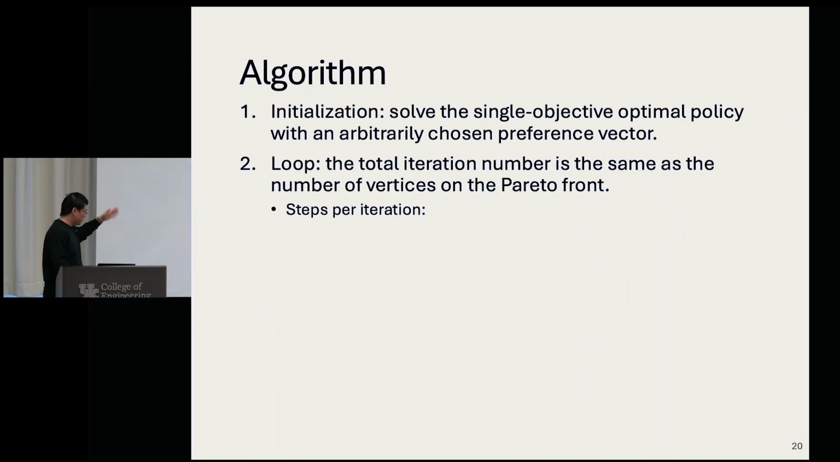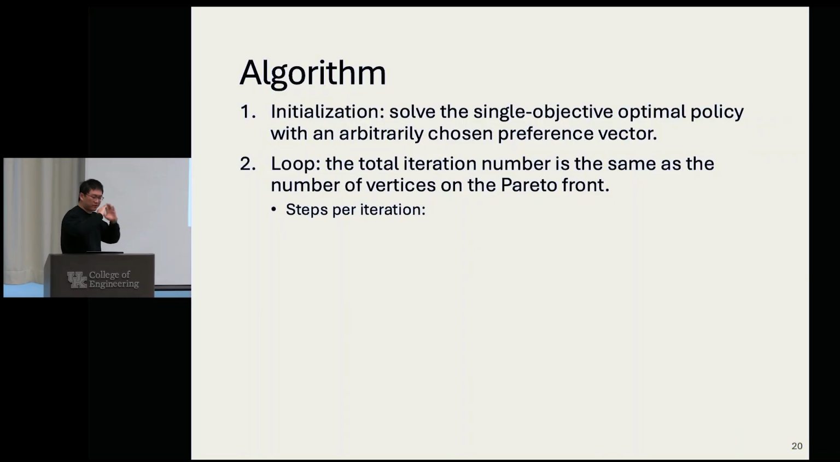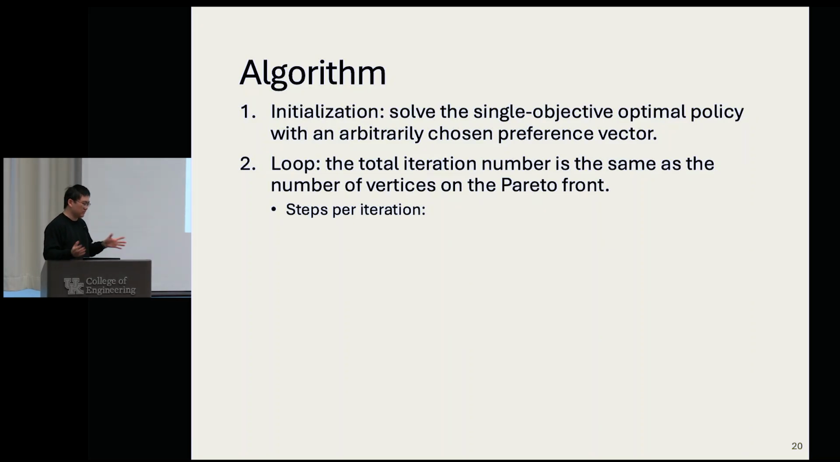Okay, then here is a brief overview of the algorithm. We initialize by solving a single objective MDP with an arbitrarily chosen preference vector. Then we run a loop to traverse the surface of this Pareto front, using those geometric properties.